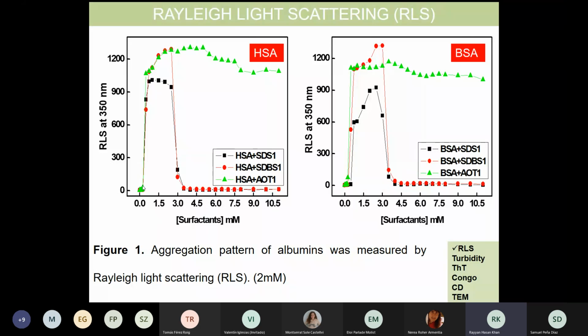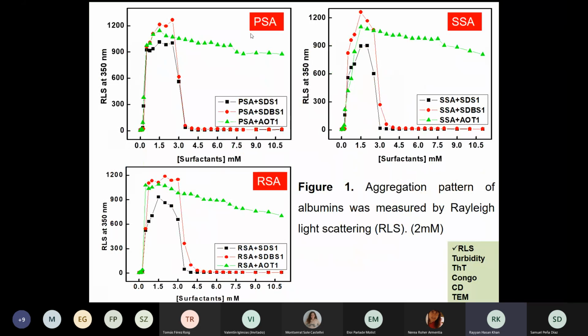So here you can see in the case of SDS and SDBS, the Rayleigh scattering increases and then slopes off around 3 millimolar, while in the case of AOT, it remains persistent even up to 11 millimolar. And a similar pattern is observed for the BSA and the other 3 proteins, PSA, SSA, and RSA. So this is about the Rayleigh scattering.